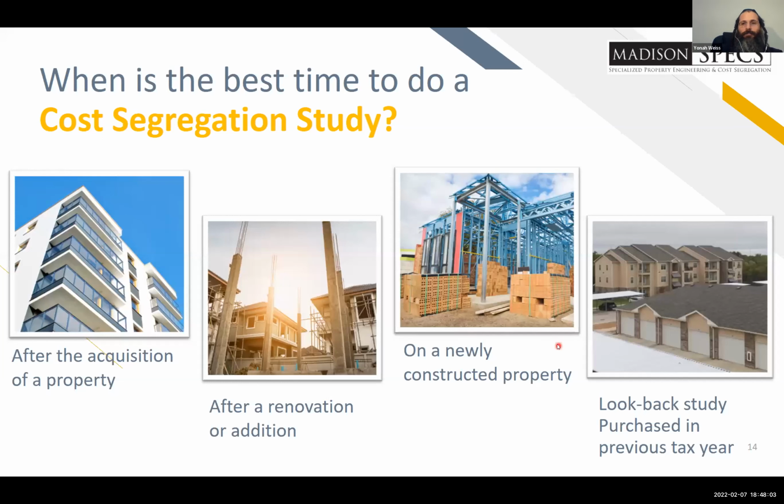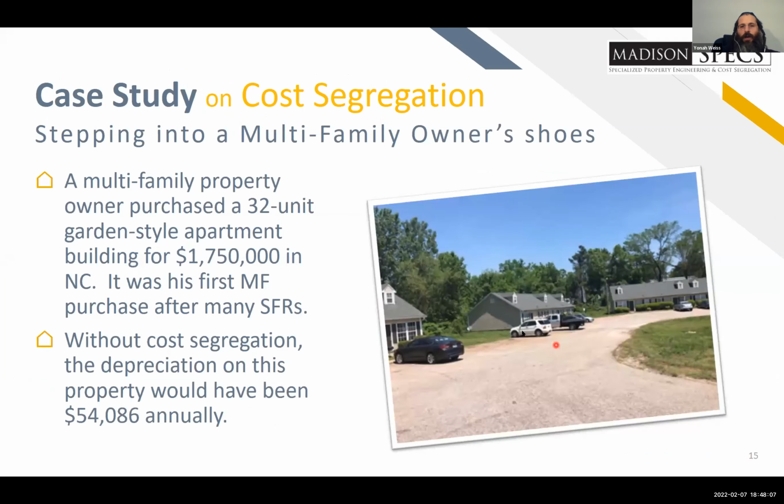Okay, and last but not least, let's jump right into this case study. When we're dealing with cost segregation, we want to know what the real numbers are. Now I gave you some numbers, but I didn't actually show you. So I'm going to show you, and I'll tell you a little bit of a story because this is important. This person bought a 32 unit for 1.75 million. This was a couple of years ago, but it was his first after many single families.